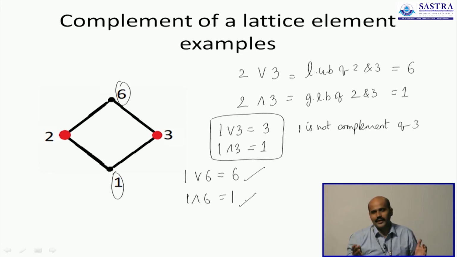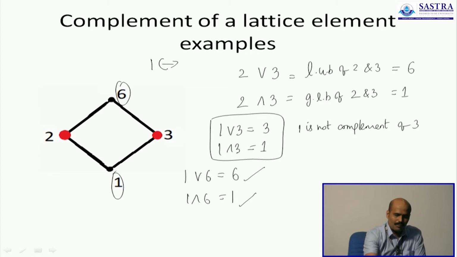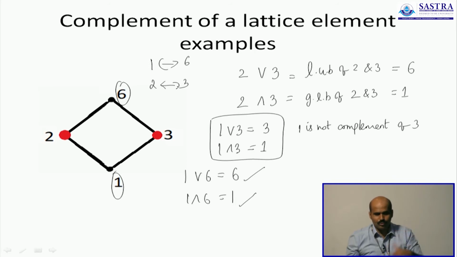2 and 3 had their LUB in 6 and the GLB in 1. And therefore, 2 and 3 are complements of each other. 1 and 6 are complements of each other. There are only 4 elements and we have already found the complement of every element. 1's complement is 6, and 6's complement is 1, 2 is 3's complement and 3 is the complement of 2. Hence, what you have here is a complemented lattice.